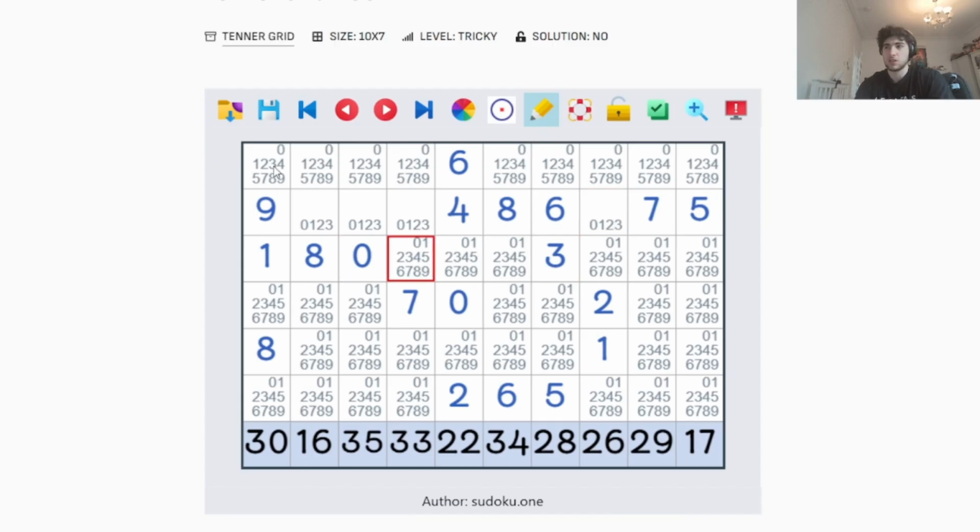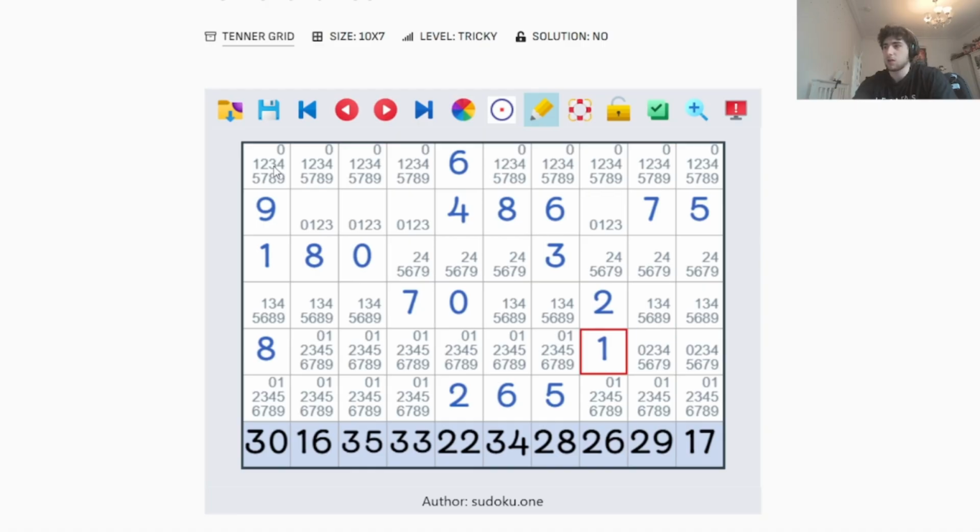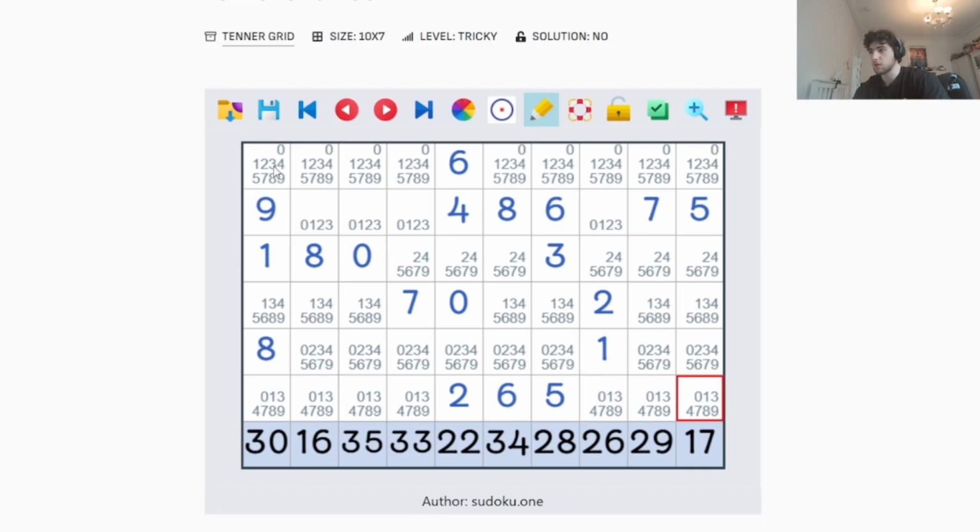Okay, perfect. And then we can do 1, 8, 0, 3 here in each of these cells, then 7, 0, 2 in each of these, then 8, 1 in each of these, and then 2, 6, 5 in each of these. Okay, perfect. And then we can work on the adjacency condition.